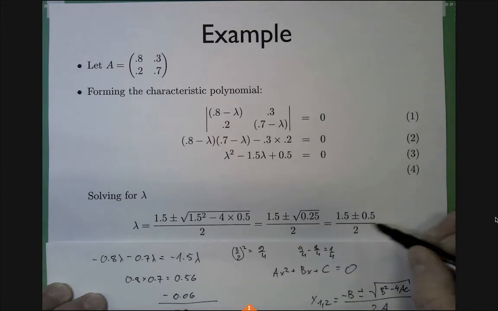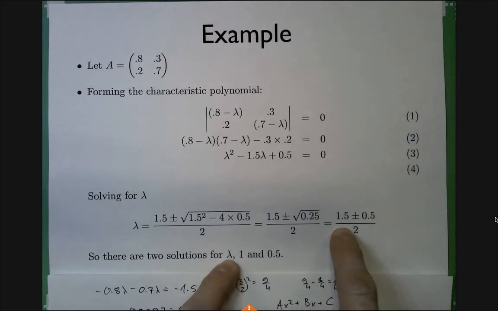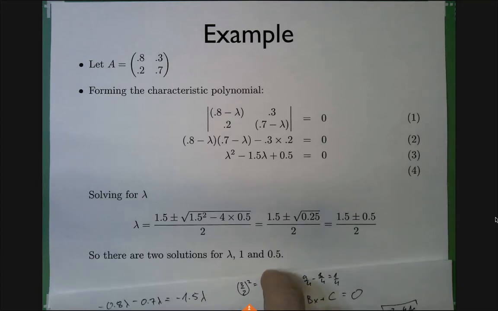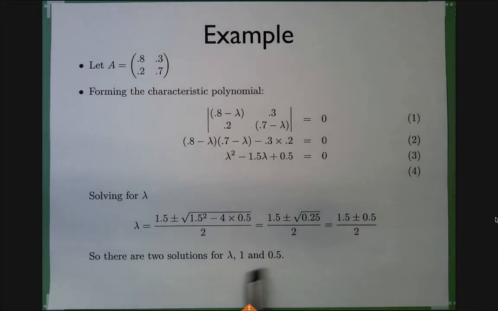So this gives me two solutions. If I do 1.5 plus 0.5, that is 2, divided by 2 is 1, and the other one is 0.5. So here it was nice. I picked the matrix nicely to begin with, so I get nice eigenvalues. In general, you can get some ugly numbers there. This is only because it was a nice matrix. So this matrix has two eigenvalues, 1 and 0.5. Okay.